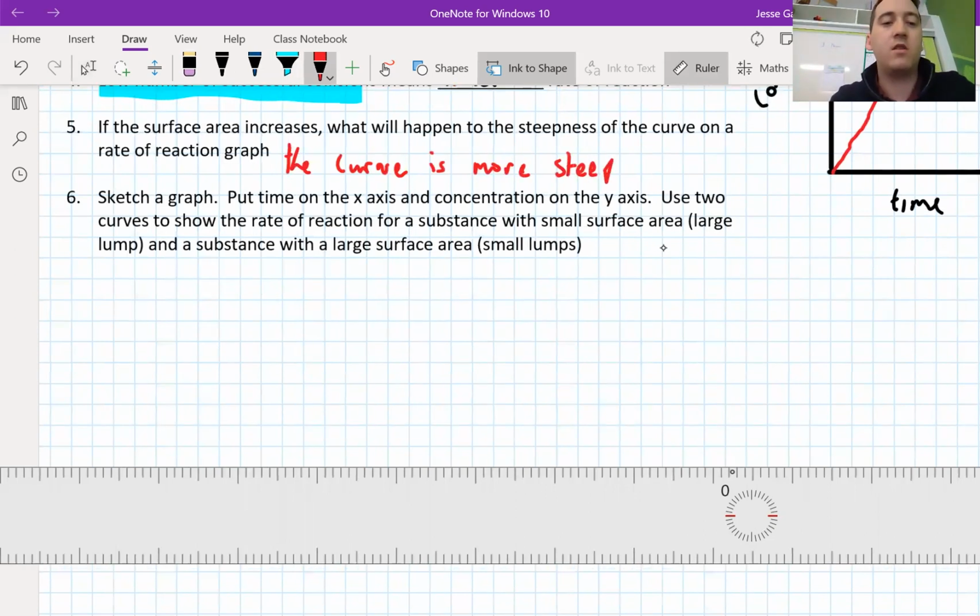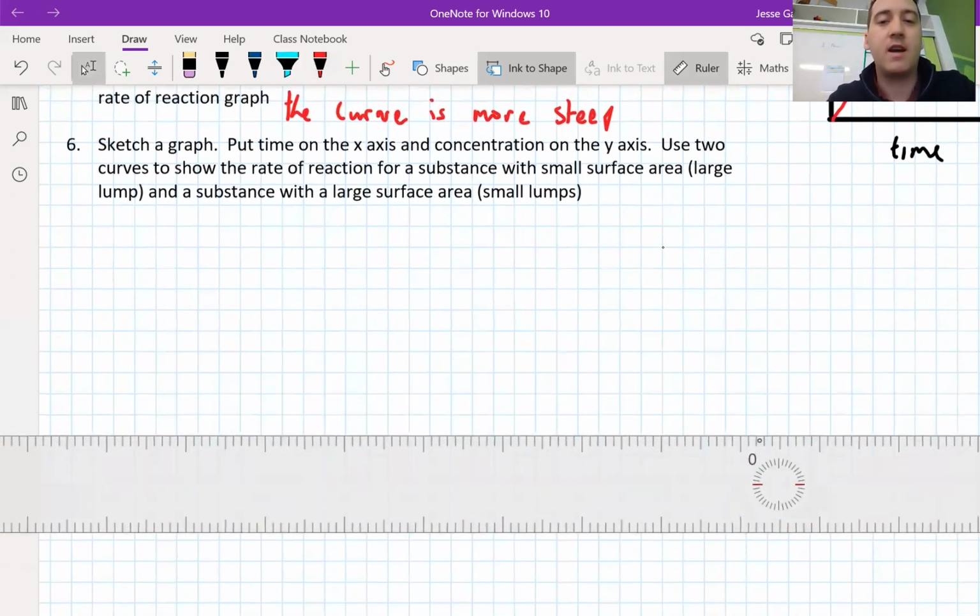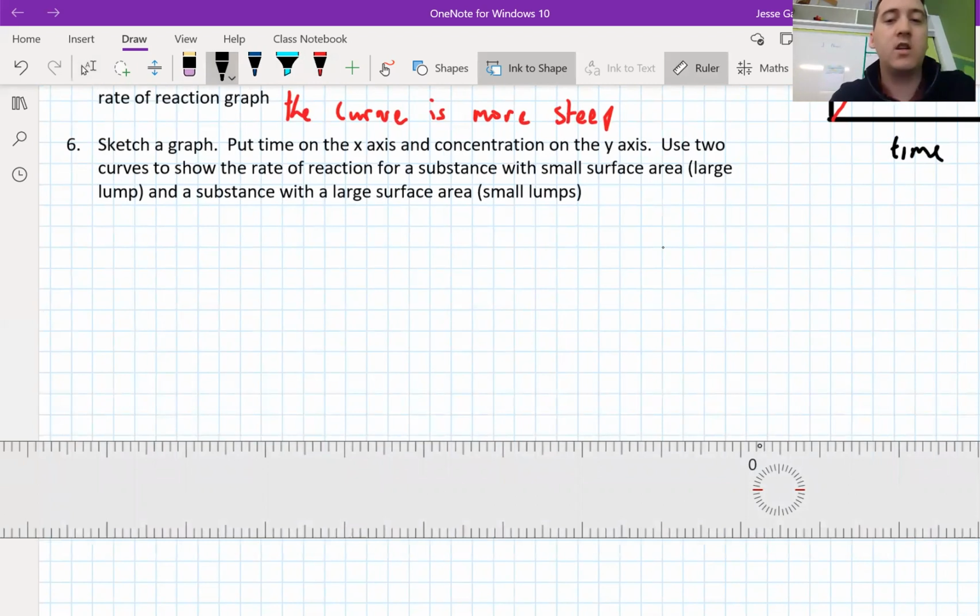Okay, and the last one, number 6 here, says sketch a graph, put time on the x-axis and concentration on the y. So go ahead and do that. It's just a sketch like I've done: get a ruler, draw an x and y axis, and put time on the x and concentration on the y. Do that now. You should only be watching if you've got your graph laid out.